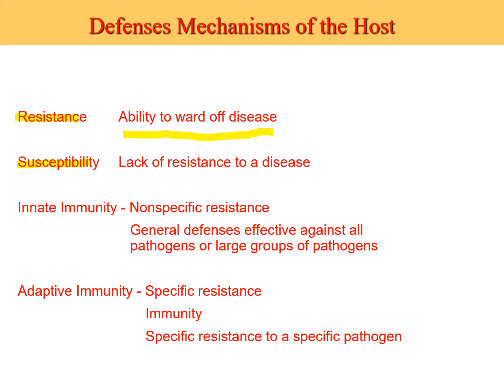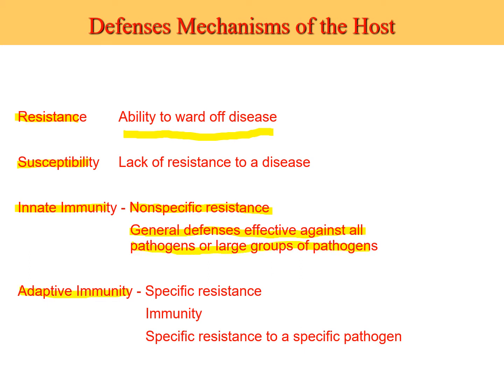As I told you, there are two types of immunity, two main groupings of mechanisms. One is innate immunity, which is non-specific. So we're talking about non-specific immune mechanisms or non-specific resistance to disease. These are general defense mechanisms that are effective against all pathogens or any large group of pathogens.